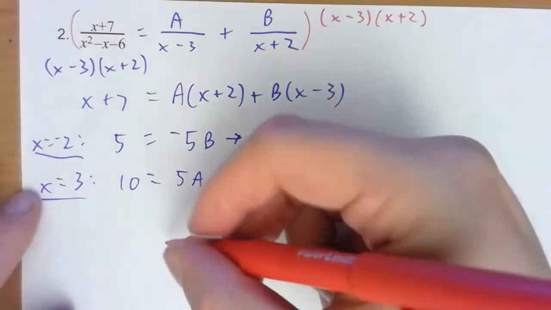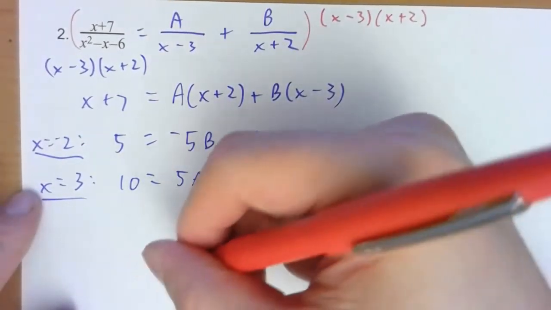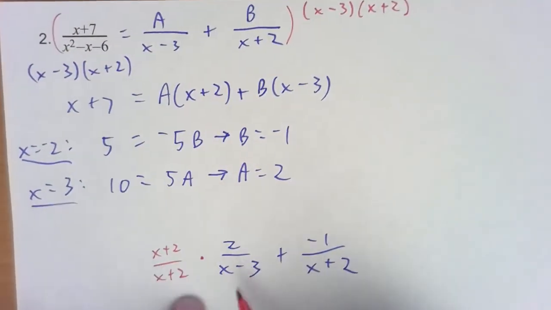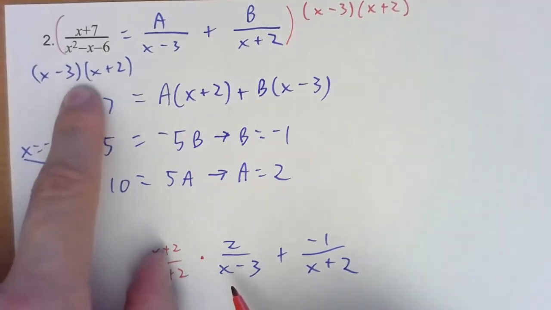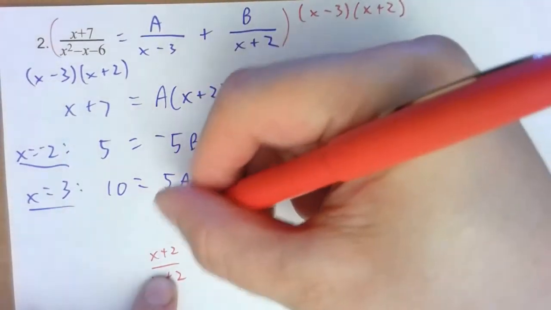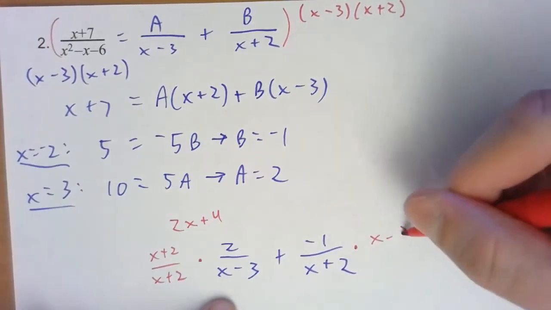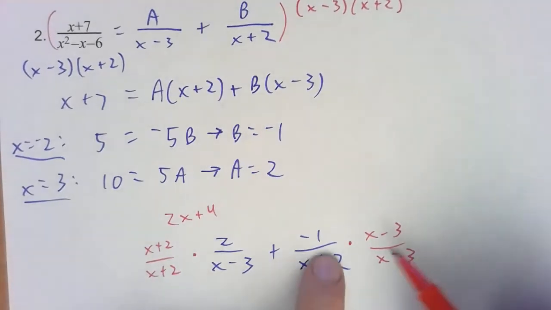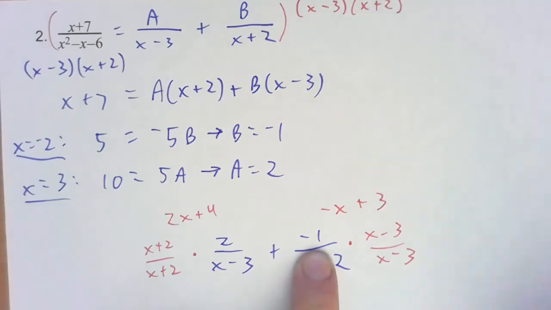So I could take this one and I could multiply by x plus 2 over x plus 2. I'm really only interested in the numerator. I know when I do this common denominators, I'm going to get that common denominator. What I'm interested in is whether the numerator is going to work out. So here I would have 2x plus 4. And then over here, I'd be multiplying by x minus 3 over x minus 3. Really just interested in the numerator, though, so I'd have -x plus 3.